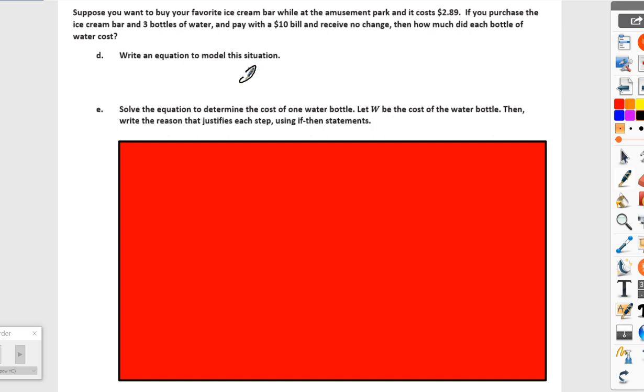Okay, so let's start with that ice cream bar, right? $2.89 plus, what else do you get? 3 bottles of water. What letter are we going to use? How about a W? All right, so we have 3 waters, and altogether that's going to equal $10. Do I have to put my decimal 00? No, I certainly don't. So let's go ahead, and it says solve to determine the cost of 1 bottle, and it also says write the reasons, the justification.